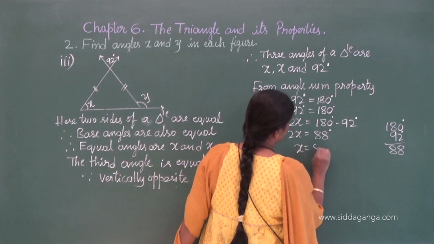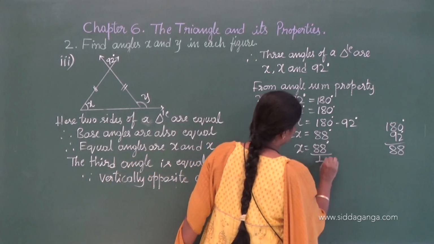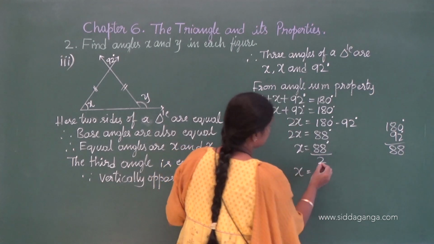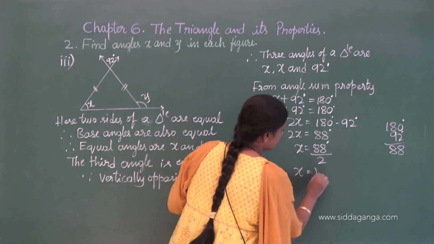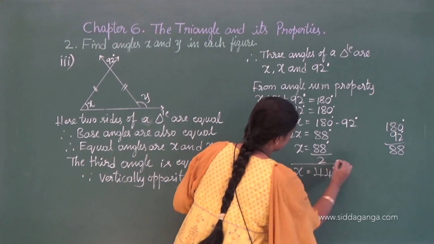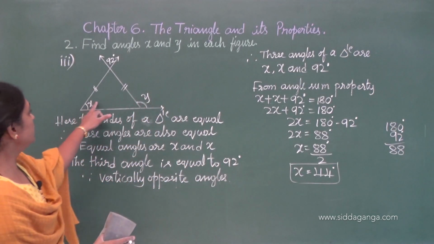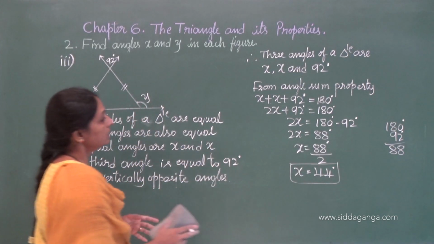Then x is equal to 88 degree by 2. Then the value of x will be 2 4s are 8, it is 44 degree. Then the value of x is 44 degree.